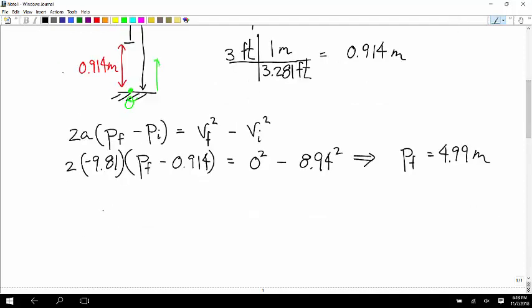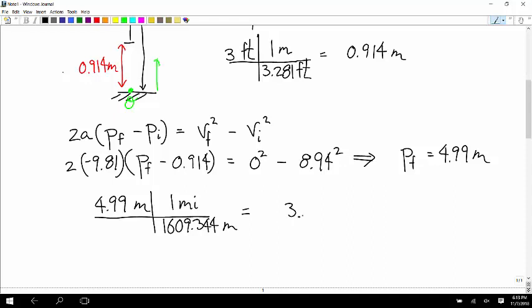And then you have to convert that to miles. So 4.99 meters. I don't know if I gave an easy way to do that. I didn't. Well, I know 1609.344 meters is 1 mile, and that converts to 3.1 times 10 to the minus third miles. So that's A. And then for part B, how long does it take to hit the ground? You have to choose a new time final, and then you can use the pf equals pi equation and calculate time.